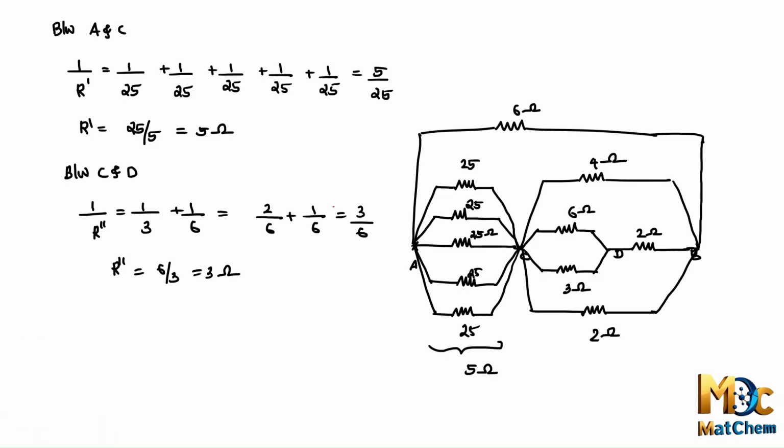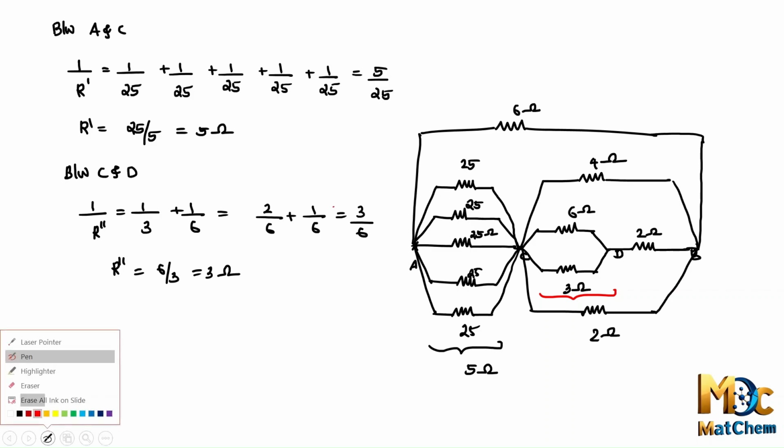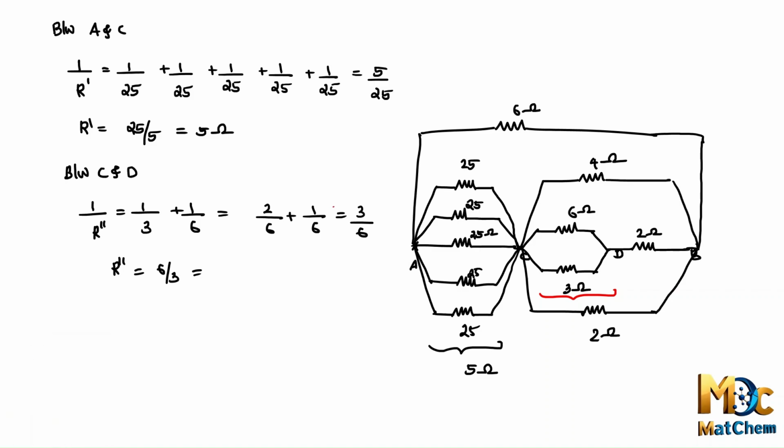Here we got the net resistance. Sorry, I made a mistake. 6 by 3 will be equal to 2 ohms. So here the net resistance will be equal to 2 ohm.